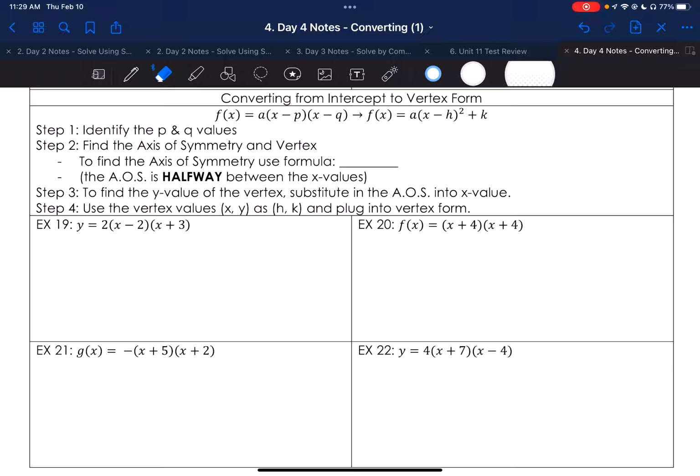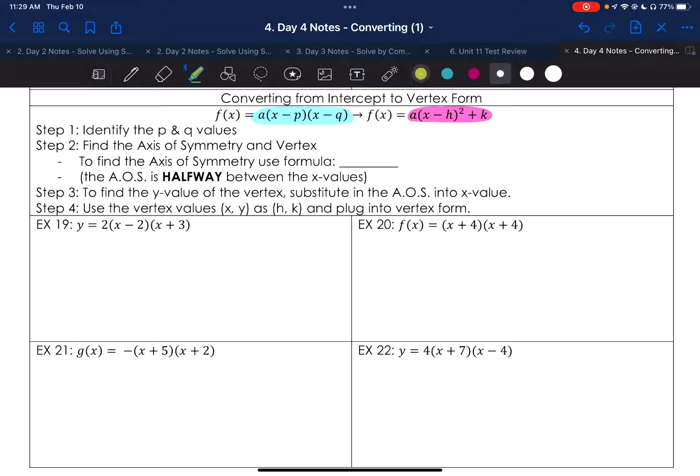Hey guys, welcome to converting from intercept form to vertex form. Remember, intercept form is what looks like the factored form all the way down, and we're converting that to vertex form, which is where we can easily see our vertex from the equation.